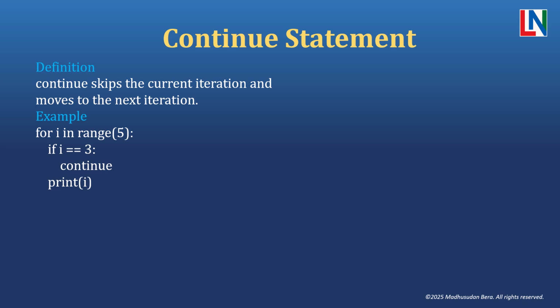It will print values from 0 to 4, skipping the value i equal to 3. Final output will be 0, 1, 2, 4.